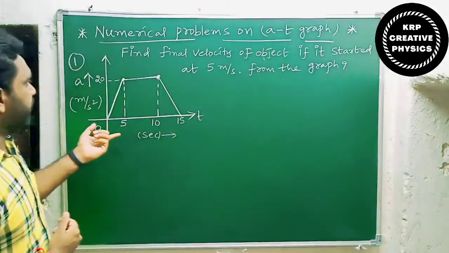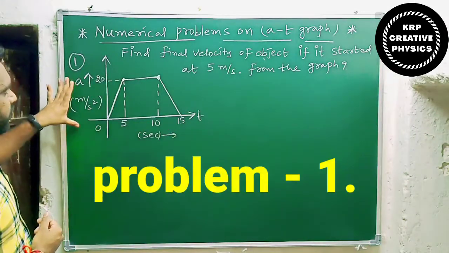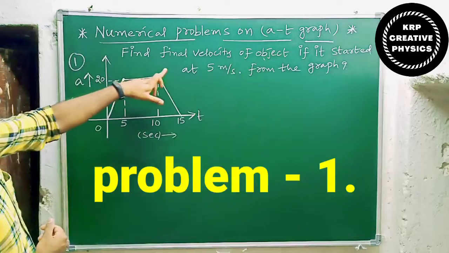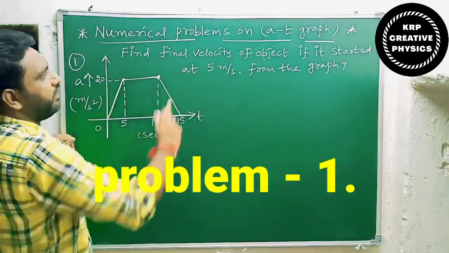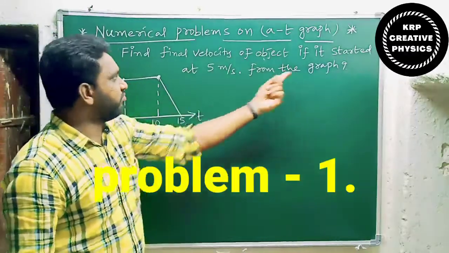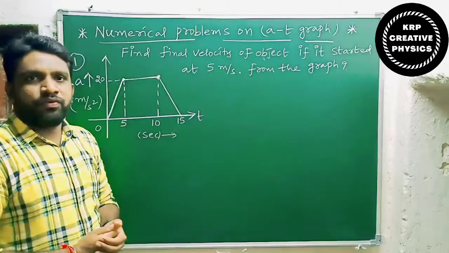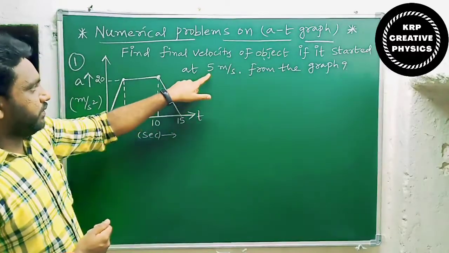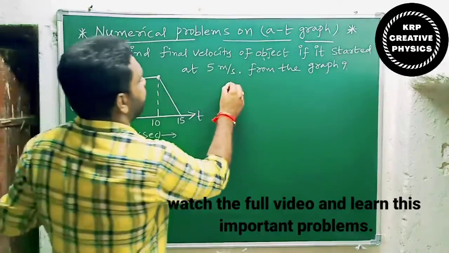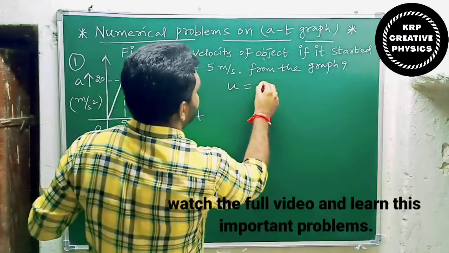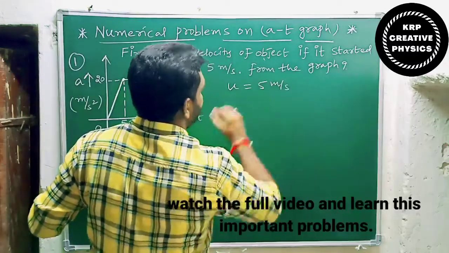Okay, so this is numerical problem 1. From this graph we need to find the final velocity. Find the final velocity of the object if it started at 5 meters per second. So its initial velocity is already given, 5 meters per second.